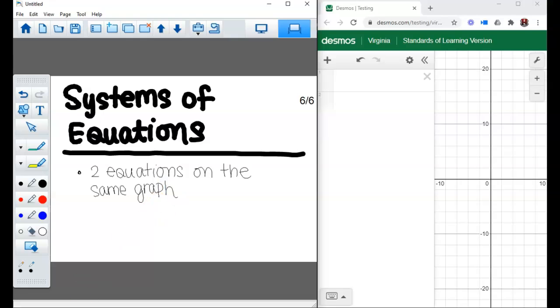So a system of equations is two equations that you're going to put on the same graph. And what they're going to ask you to do is to find the solution of the system. The solution to the system is the point or the points where the two lines intersect.